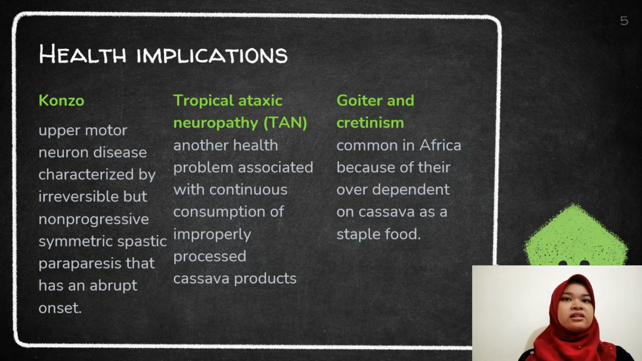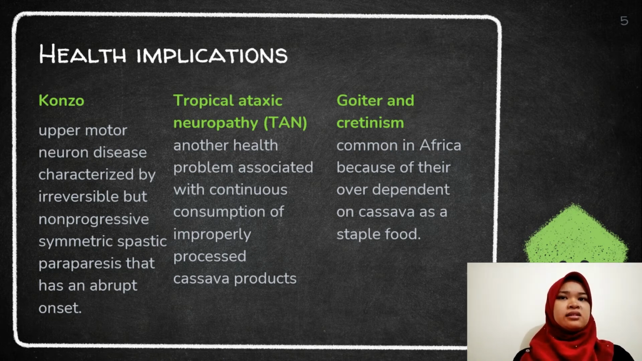High and sustained cyanogenic intake may result in disease such as Konzo. Konzo is an upper motor neuron disease characterized by irreversible but non-progressive symmetric spastic paraparesis that has an abrupt onset. It mostly affects children and women of childbearing age. Next is tropical ataxic neuropathy (TAN), which is used to describe several neurological syndromes attributed to toxic nutritional causes.